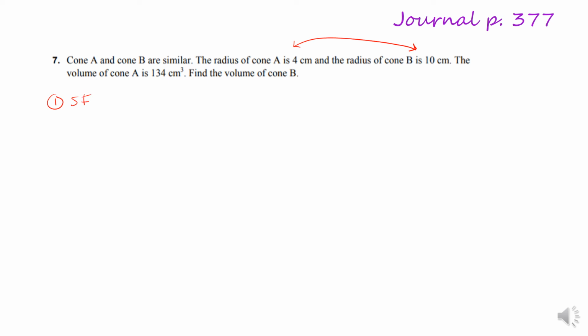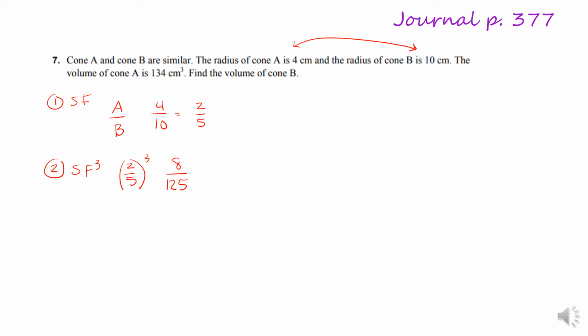So we're going to use the radii again. This time I'm going to do A to B just because I want to show you that it doesn't make a difference. So I'm going to go A to B. My scale factor is 4 to 10, which I can reduce to 2 over 5. Before I start anything else, I'm going to find my scale factor cubed. So 2 over 5 cubed would be 8 over 125. Make sure you cube it for volume.